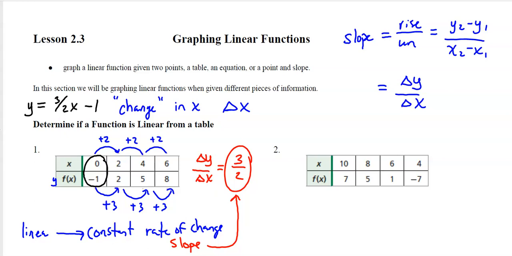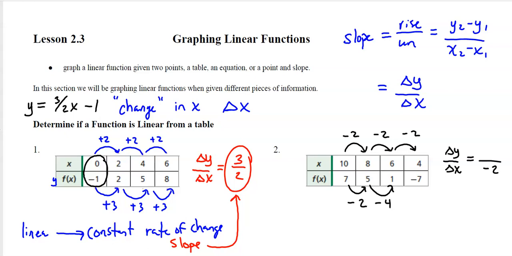All right, next one, move a little quicker. When I look at my x, it's dropping by 2, so going down by 2. So when I do change in y over change in x for slope, change in x is a -2. Well, change in y, looks like we drop 2. Ooh, but then we drop 4. And then we drop 8. So that is not a constant change. So that means this is not linear. All right, not linear.